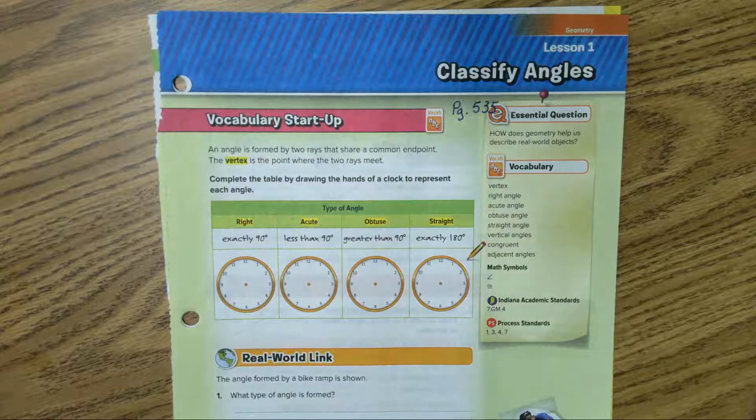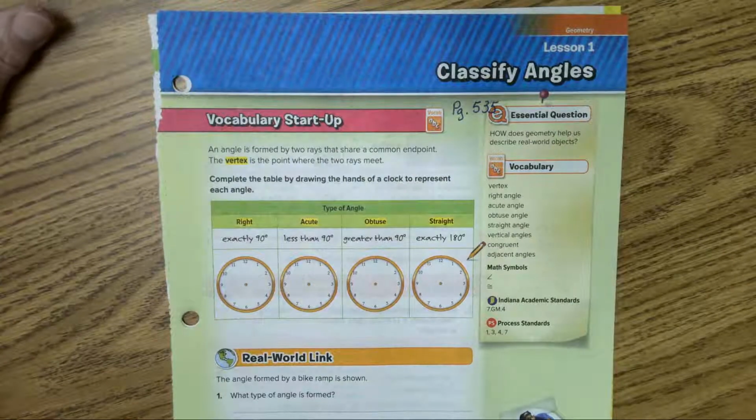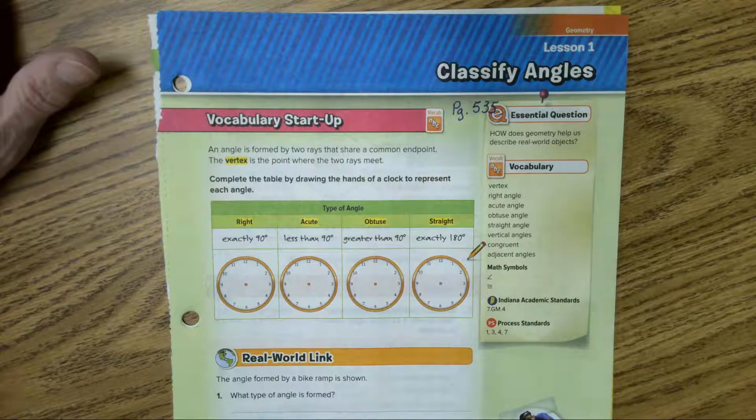Today we are going to start our unit in geometry, and we're going to be working with the angles. So open your book up to page 535. We're going to be doing lesson 1 today.